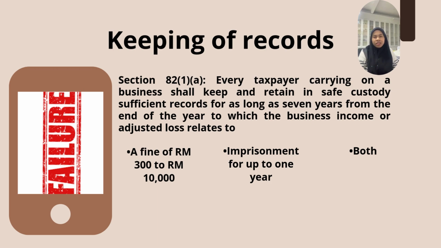Continue. Next slide, about keeping of records. Section 82 subsection 1 in brackets A: every taxpayer carrying on a business shall keep and retain in safe custody sufficient records for as long as 7 years from the end of the year to which the business income or adjusted loss relates. First, a fine of RM300 to RM10,000. Second, imprisonment for up to 1 year, or both.